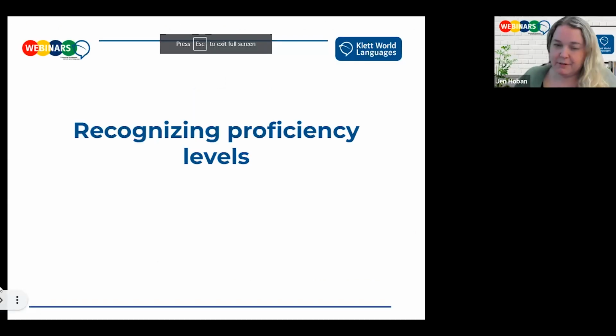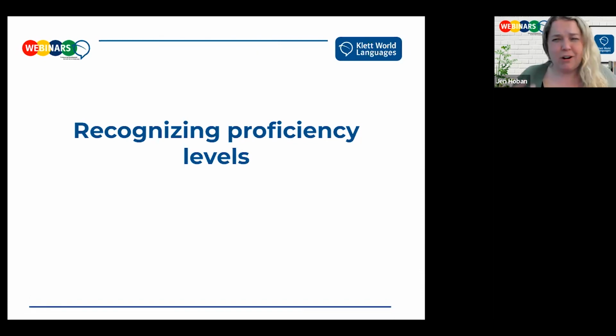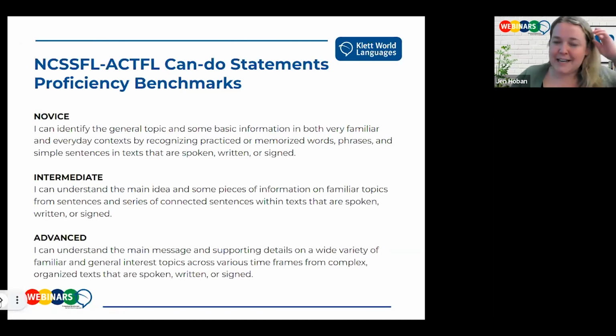Okay, so the next thing we're going to talk about is recognizing proficiency levels. And I know all of us probably have trained somewhat with proficiency levels, but I know that I have to frequently go back and refresh myself. What can a novice really do? What can an intermediate do? Sometimes I try to push too hard or take it down a level, so I have to go back and look at those actual guidelines. Sharon, did you want to go over these quickly?